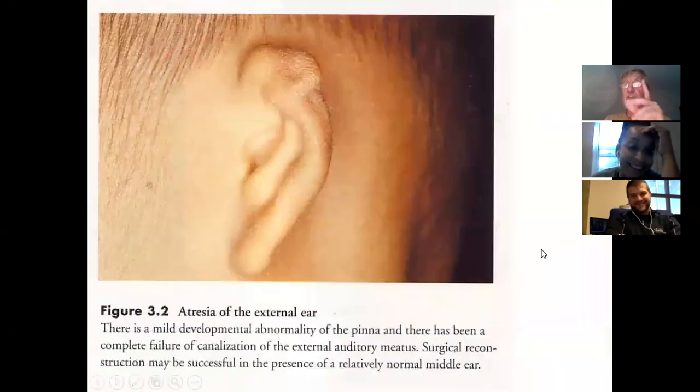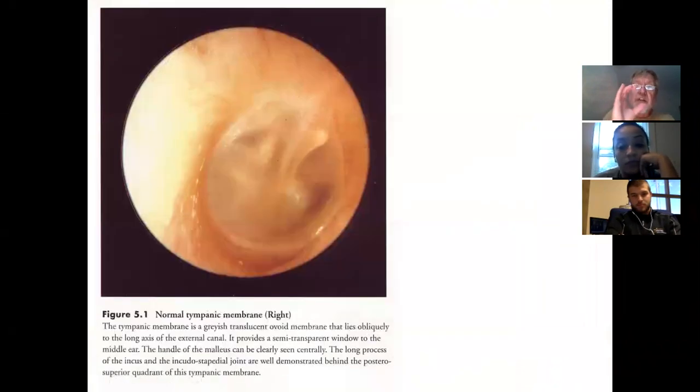Anyway, here's atresia. Some children are born with no ear canal. That's called atresia. They can do plastic surgery on it and make a fake ear canal, sort of. Surgical reconstruction may be successful in the presence of a relatively normal middle ear behind it. So they can, but atresia is a total closure. When you're looking in at an eardrum, this is review. Here's the manubrium of the malleus. This is the umbo. Here's the incus bone behind it. Here's the cone of light.